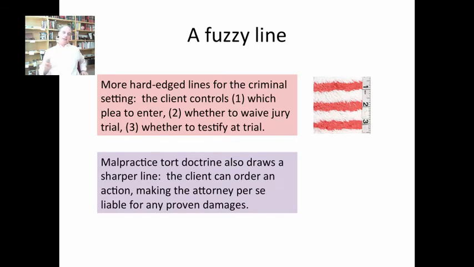There's also an interesting difference here between malpractice law and the disciplinary rules, because under malpractice law, the client can order an attorney to take a particular action, to employ a particular means, and if the attorney refuses to do so and it results in damages later, then it's no defense to say, hey, but I'm the lawyer and I control the means. This is, in malpractice law, just a method of establishing liability.